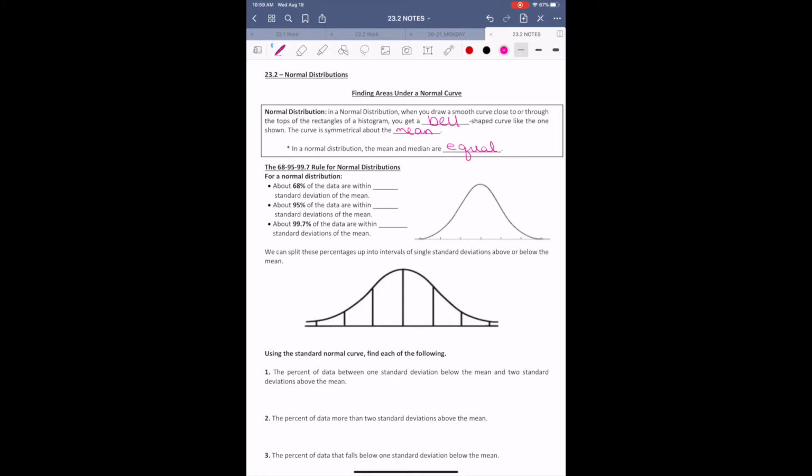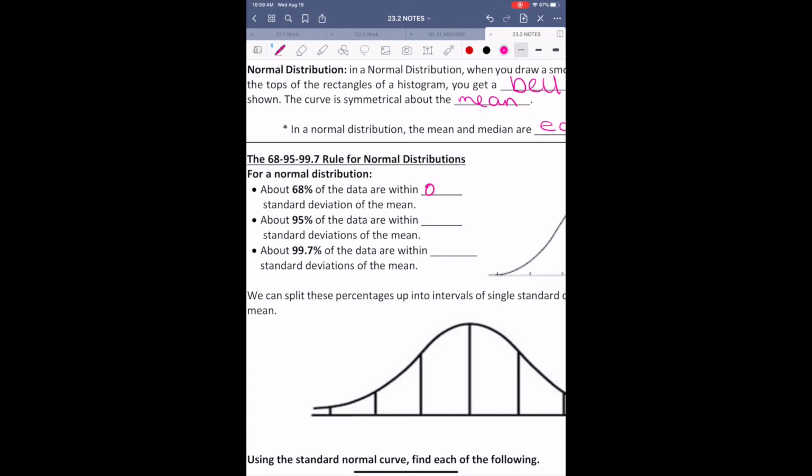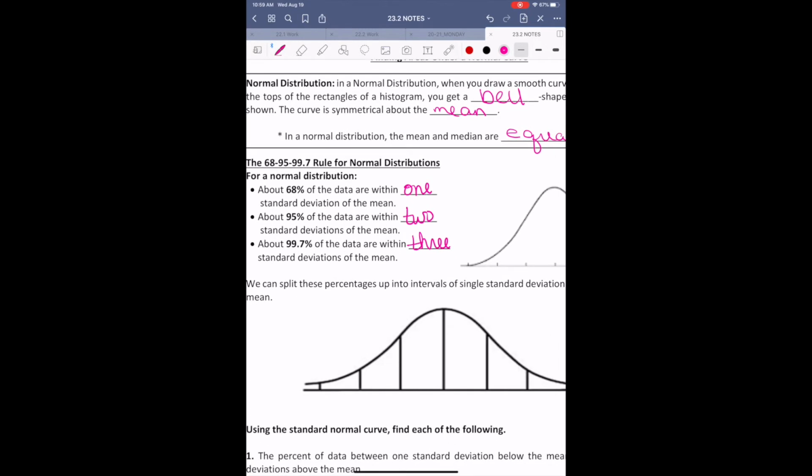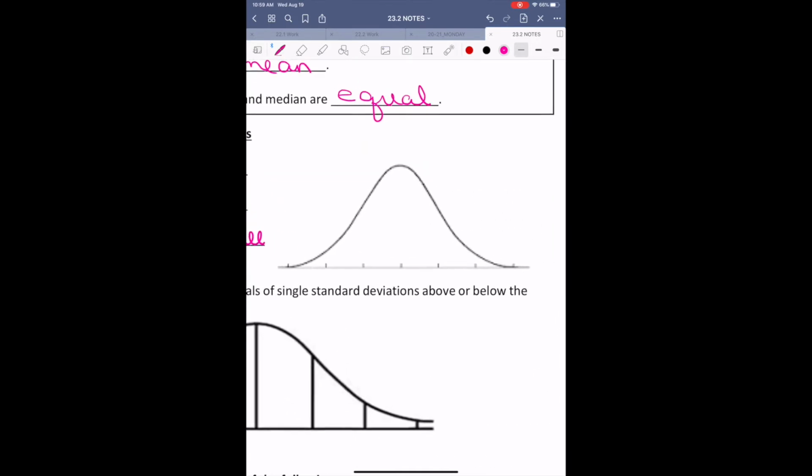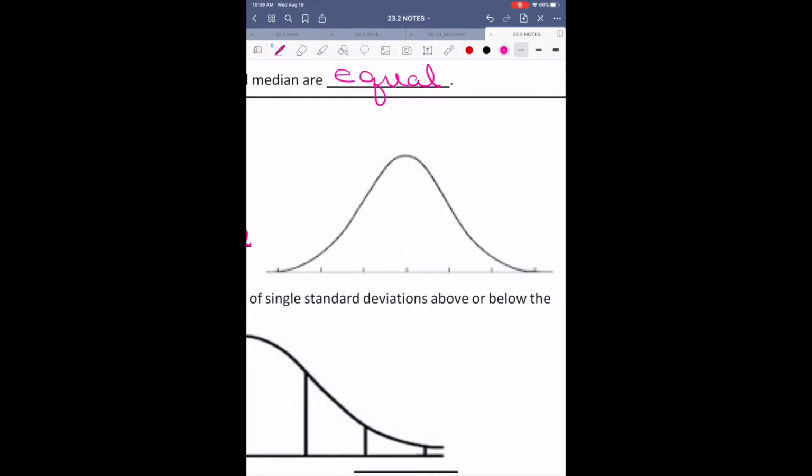For a normal distribution, about 68% of the data are within one standard deviation of the mean. About 95% of the data is within 2 standard deviations of the mean, and about 99.7% of the data is within 3 standard deviations of the mean, okay? So what does that mean? I know you're thinking about the mean and the standard deviation. So if we look at this center diagram, and I hope this explains it better, your mean is always going to be in the center. It's always going to cut your data in half.